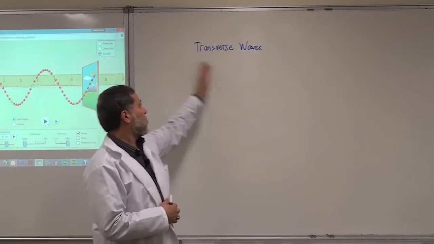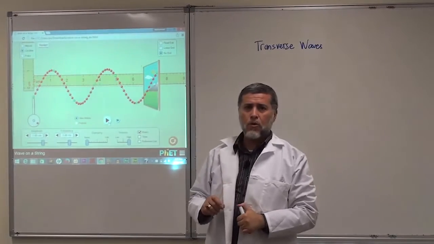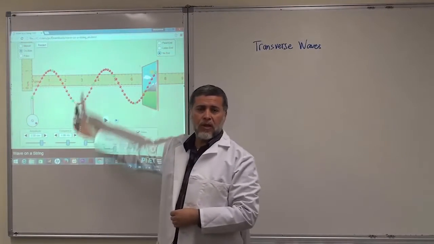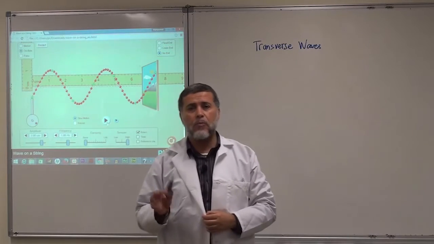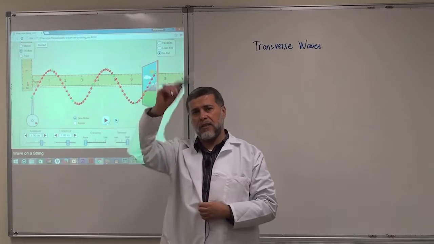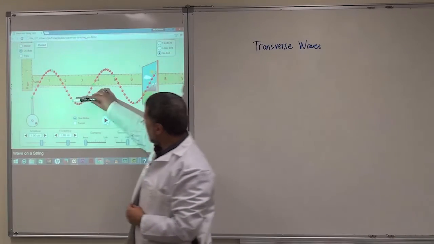Now we are going to go to the kinematics of this motion. We're going to talk about transverse waves, and specifically we're going to look at the positions of these particles. As you can see, they are moving up and down, so their position will be represented by y, because y is generally the vertical axis. Okay, so we're going to look at these particles here.